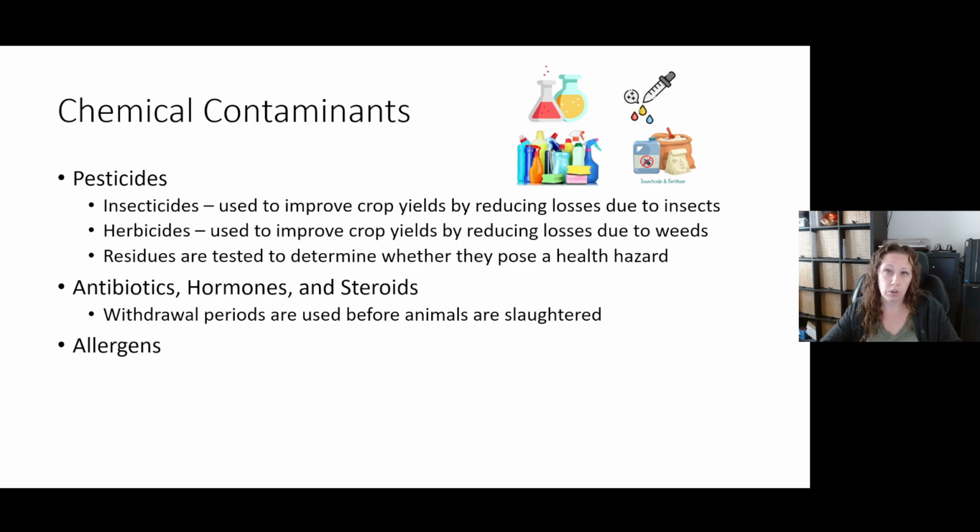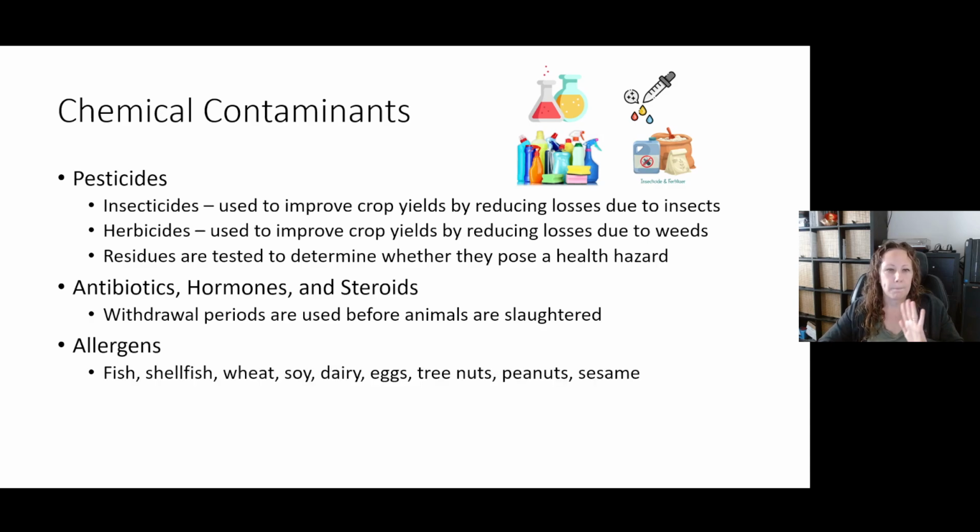Allergens are considered a chemical contaminant because it is a chemical reaction in the body that causes the issue. So our big 9 allergens are fish, shellfish, wheat, soy, dairy, eggs, tree nuts, peanuts, and sesame. And with those, the key thing is that there is a certain protein in those foods that the body of people who are allergic reacts to, and that is the allergic reaction.